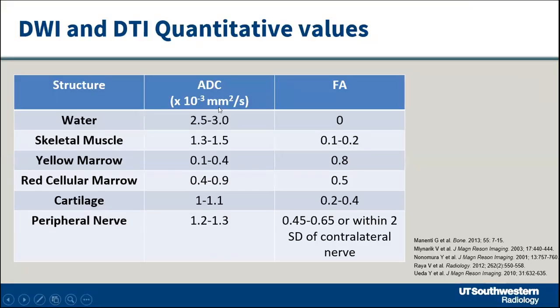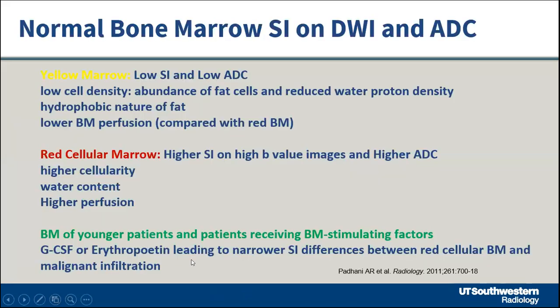Okay, these are the normal ADC values. They're well published. Again, you can take a screenshot, but it'll be in the lecture, and we'll go through all this. So yellow marrow obviously has fat. It's going to have low signal intensity, low ADC. In fact, what I'm going to talk about in DWI for bone marrow and fat is enhanced diffusion. It's not restricted diffusion. So normal diffusion values are low.